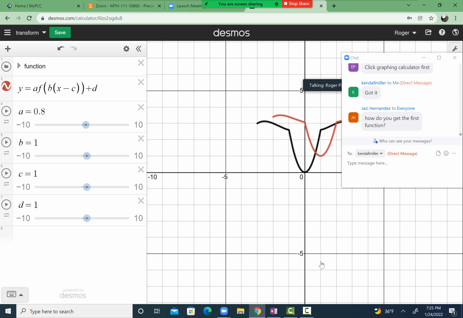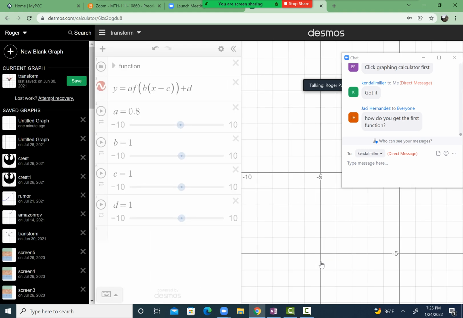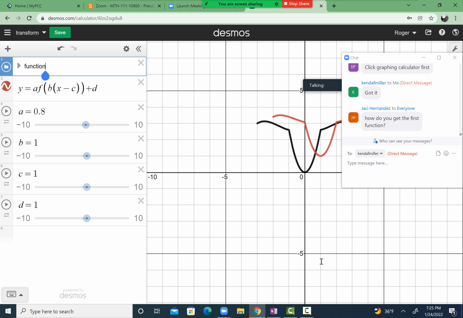So, JC, if you're logged in, you go to those three dots and come down to where it says transform and click on that, and that's how you get that graph. So let's check back with you in 5 minutes and see where you're at.